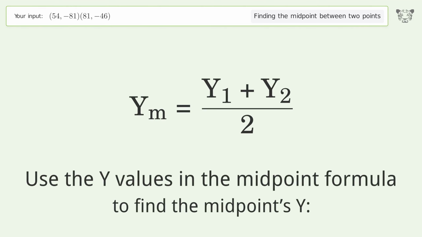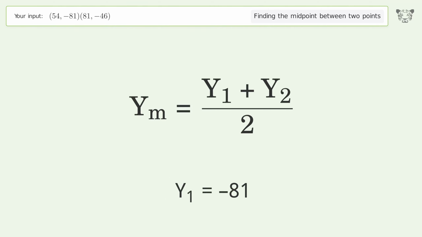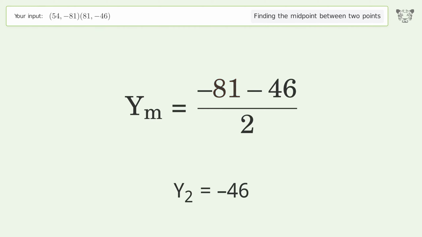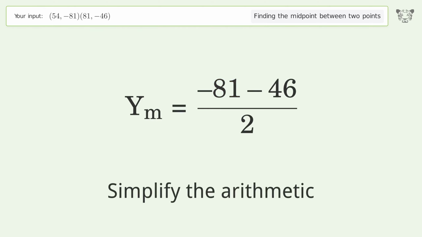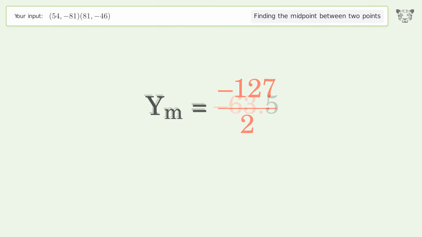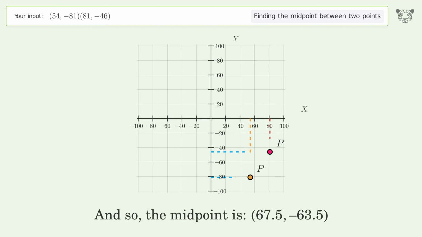Use the y values in the midpoint formula to find the midpoint's y. y1 equals negative 81. y2 equals negative 46. Simplify the arithmetic. And so, the midpoint is 67.5, negative 63.5.